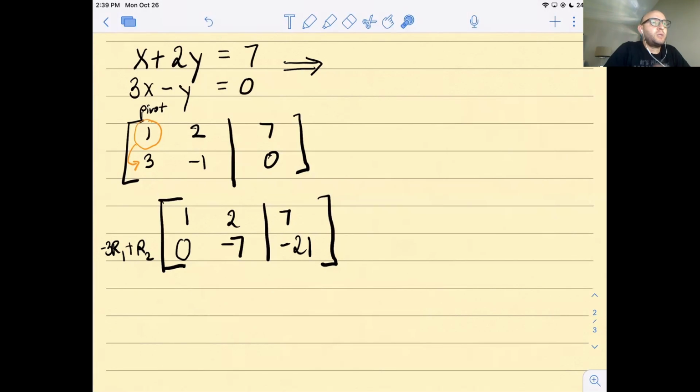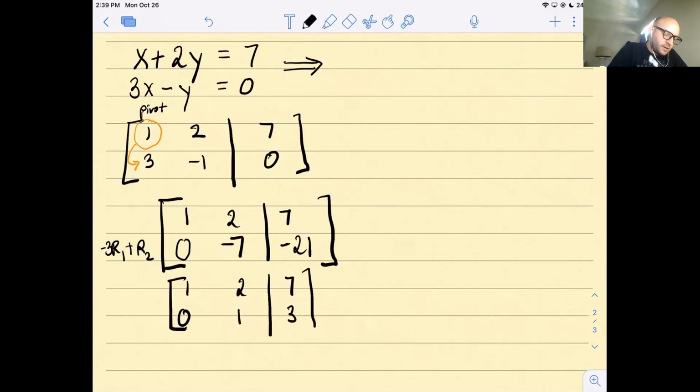Yes, Gabby, what should you divide by? Nice, divide by -7. So that's a totally okay operation. So you have 1, 2, 7, and then 0, 1, 3. And this is going to be R2 from the previous step divided by -7. So I kind of know what you did there.